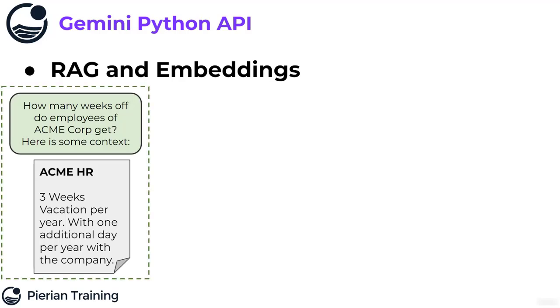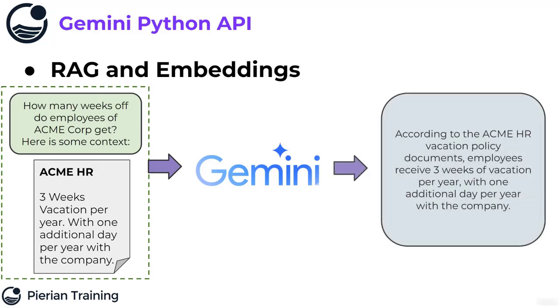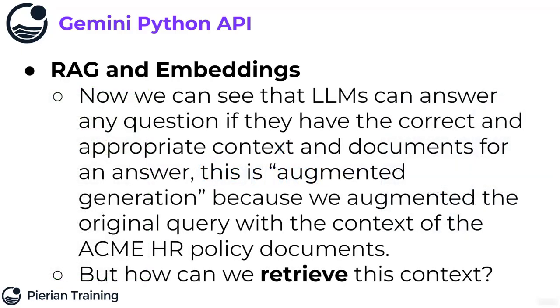And if I take all of this together and feed that into Gemini, then it will be able to understand the context here. This is basically just one large string of text to Gemini, and it'll read it and say something like, according to the HR vacation policy documents, employees receive 3 weeks of vacation per year with 1 additional day per year of service with the company. So we can see that large language models can answer pretty much any question as long as they have the correct and appropriate context and documents that relate to the answer. And this is the augmented part of augmented generation, because we augmented the original query with the context of the Acme HR policy documents. But remember, it's RAG, not just AG.